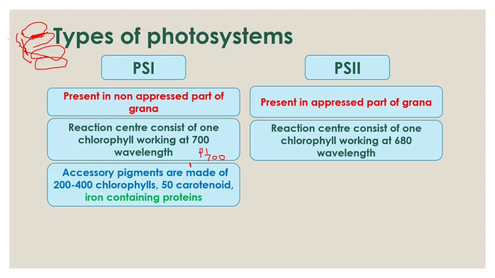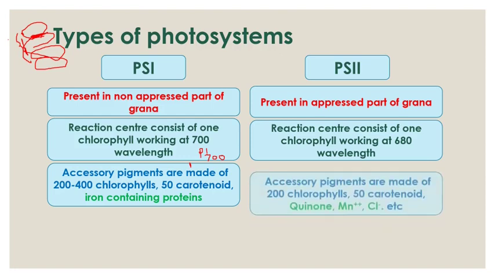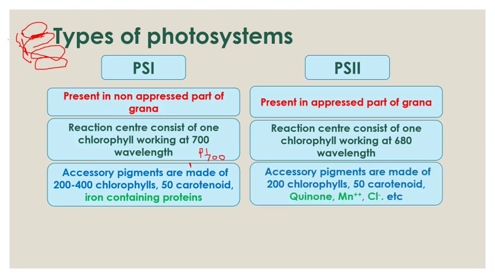The accessory pigments in case of PS1 are made up of 200 to 400 chlorophylls, 50 carotenoids, and iron-containing proteins. These are the components in the accessory pigments. Accessory pigments of PS2 consist of only 200 chlorophylls. They may be both chlorophyll A and B, 50 carotenoids, and listen carefully, they consist of quinone, which is acting as an electron acceptor. They also consist of manganese ions and chlorine ions. So quinone, manganese, chlorine, these are very important ions that are present in case of PS2.